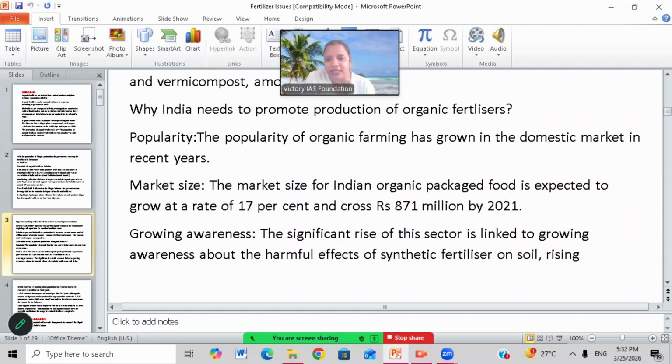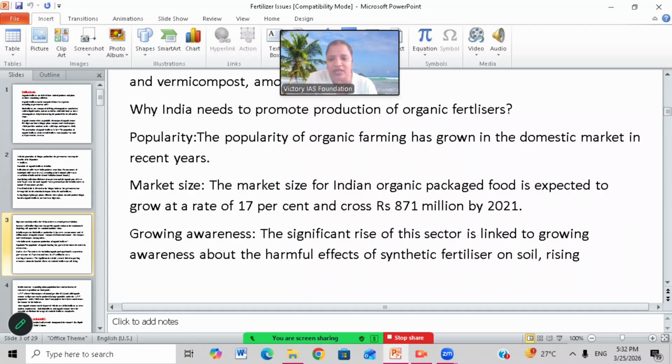So the popularity of organic farming has grown in the domestic market in recent years. What is the market size of organic fertilizers? The market size for organically packaged food is expected to grow at a rate of 17% and cross 871 million by 2021. So every year, 17% demand for organic foods is growing. Suppose this year the organic food demand is 20%. Next year it will reach 37%, and next to next year it will reach 54%. Like that, gradually it is increasing, and it is about to cross 871 million by the year 2021.